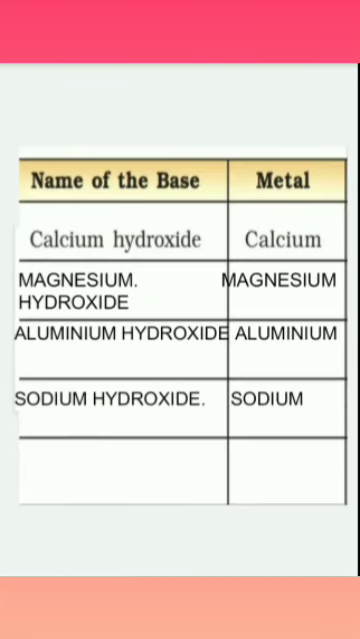Here are some names of bases. So what are the metals present in the bases? For example, calcium hydroxide. The metal present in calcium hydroxide is calcium. And magnesium hydroxide, magnesium metal is present. And aluminium hydroxide, aluminium is present. And sodium hydroxide, sodium is present.